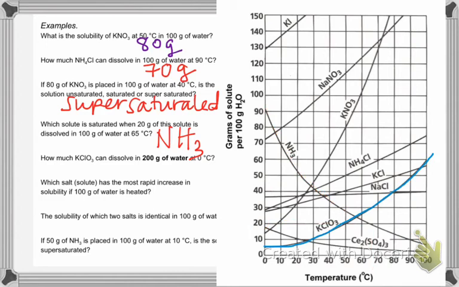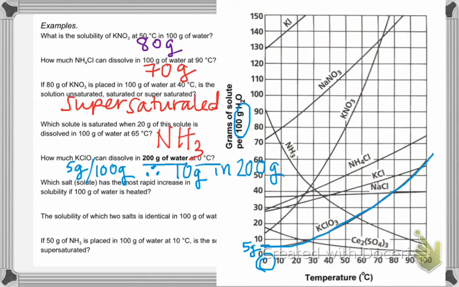For the next one, it says how much potassium chlorate can dissolve in 200 grams of water at 0 degrees Celsius. Okay, well, since the graph is for 100 grams of water, if I'm looking at 200 grams, all we're going to do is double the solubility. So at 0 degrees Celsius, the solubility is about 5 grams. But remember, that's 5 grams per 100 grams of water. Therefore, it's going to be 10 grams of potassium chlorate dissolved in 200 grams of water. Okay, so your answer would be 10 grams.